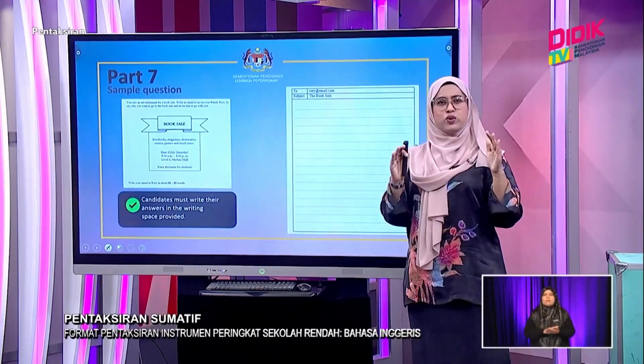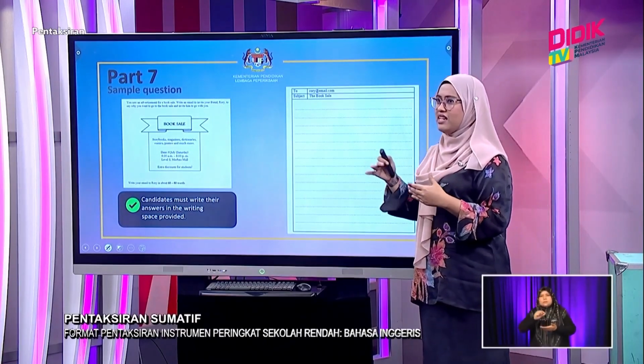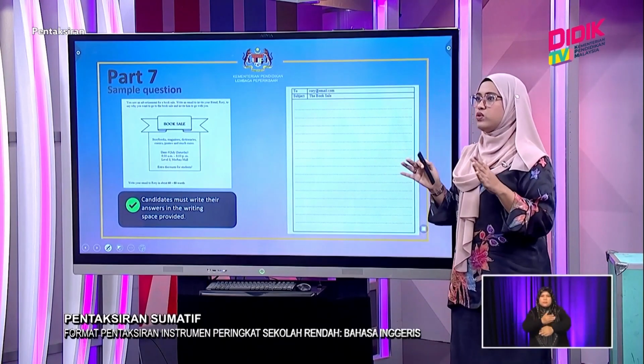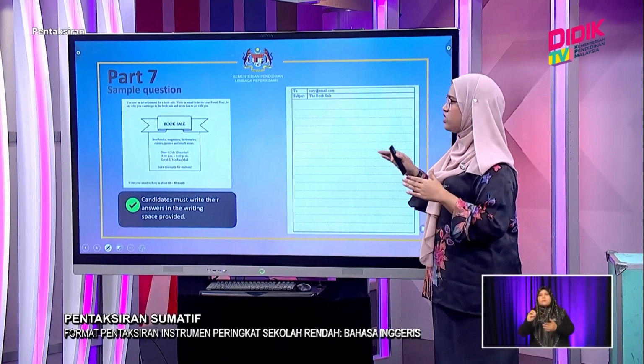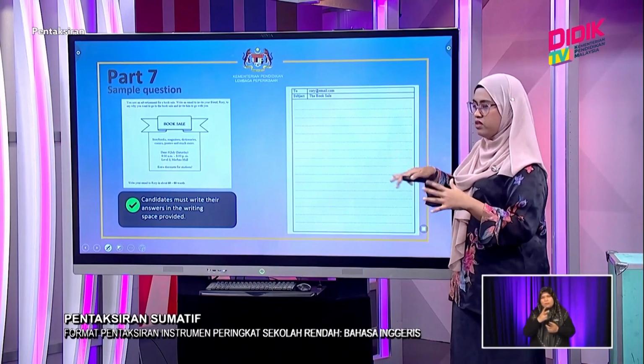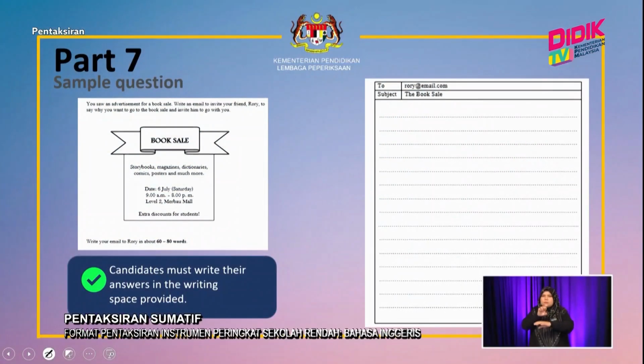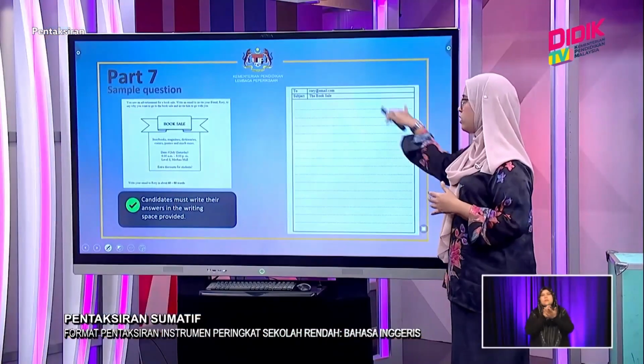All right, part 7, which is also the final part of the test, is asking candidates to write an essay, a slightly longer essay between 60 to 80 words. The essay is written based on the stimulus given. So here, in this sample, you are required to write an email, as you can see from the template here. You are required to write an email to a friend to invite him to an event, a book sale, and then tell him why you would like to go to the book sale. The information given in the stimulus can be helpful in helping you to write your email to your friend.